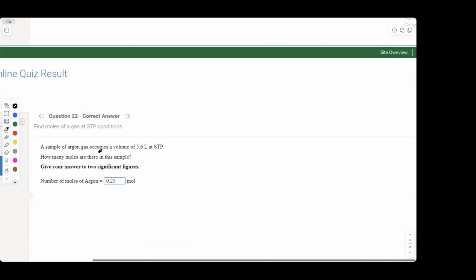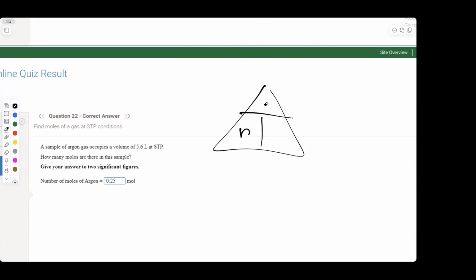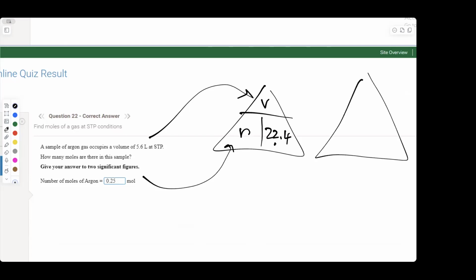A sample of argon gas occupies a given volume. How many moles are there in this sample? So the number of moles is equal to 0.25. He said STP, so that's it. The number of moles is equal to volume over 22.4. You have the volume, you have the 22.4. You can find the number of moles very easily. The same can be applied if I have 24, then number of moles equals volume over 24, as long as he said STP or he said RTP.